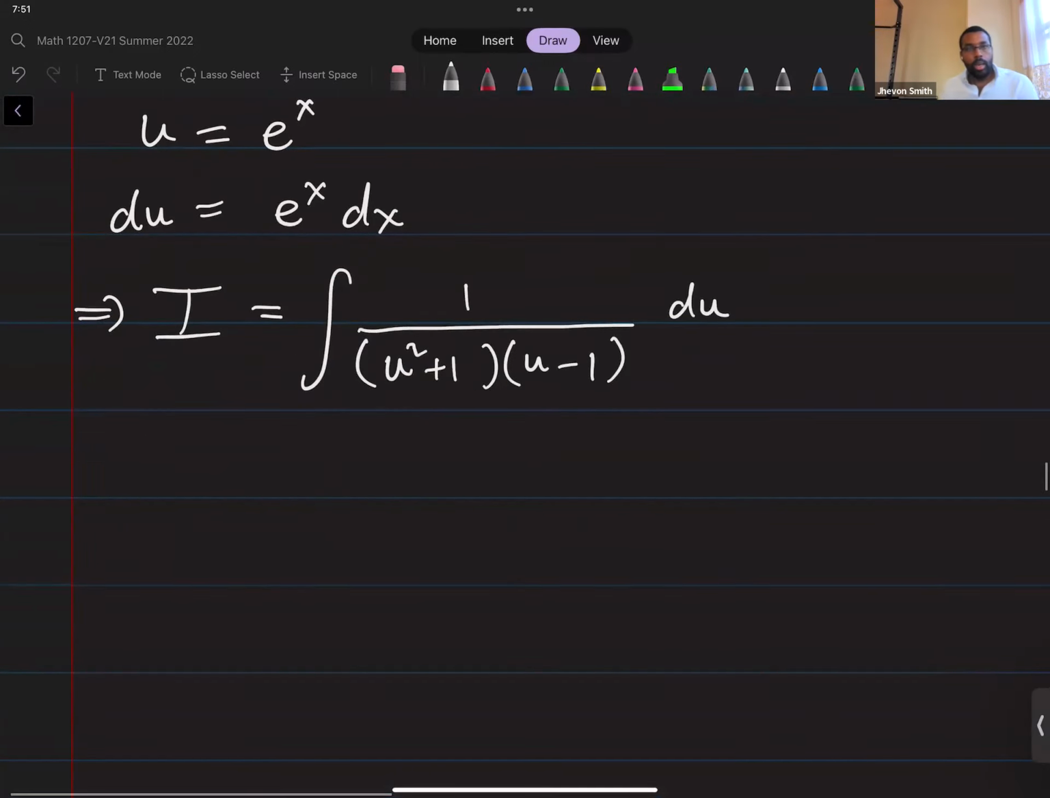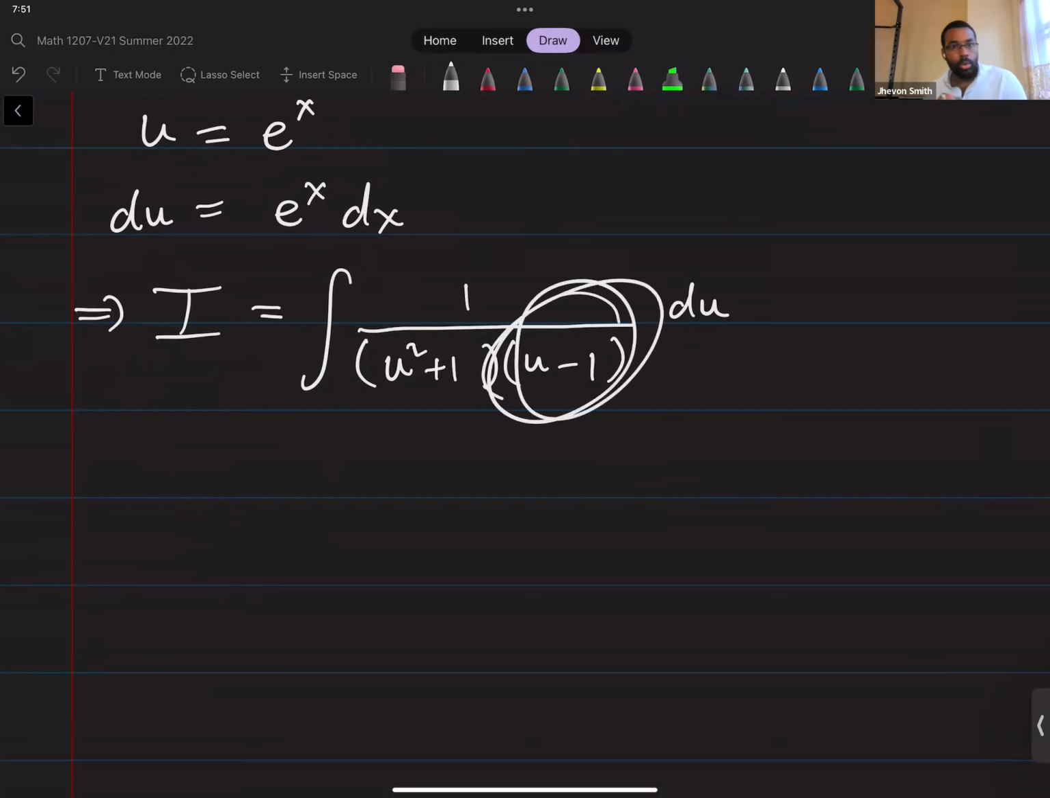Now at this point you wouldn't think a trig sub, because that part would be very annoying to deal with using a trig sub. The u squared plus 1 is nice for a trig sub, u equals tangent. But the u minus 1 kind of messes that up. And if this were a u squared minus 1, even worse, because then for one trig sub you'd need a tangent, for the other you need a secant. You can't do both, obviously. So trig sub isn't even on the table anymore. But at this point, we can do a partial fraction decomp.